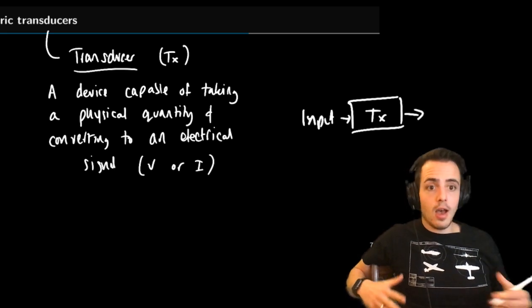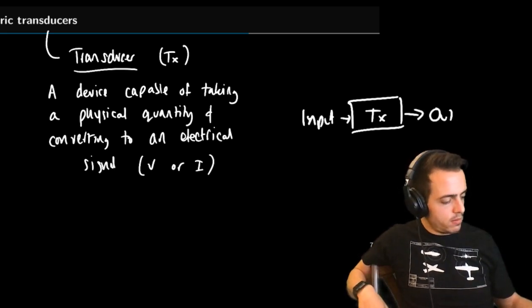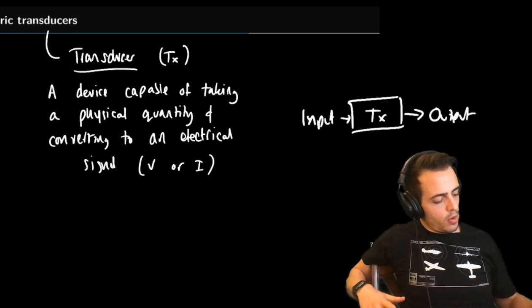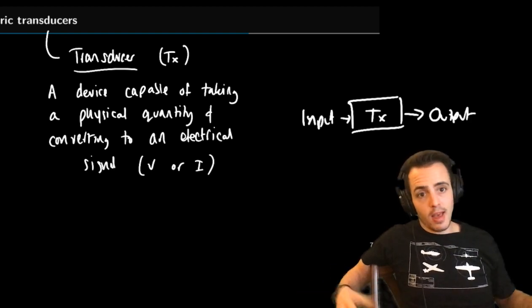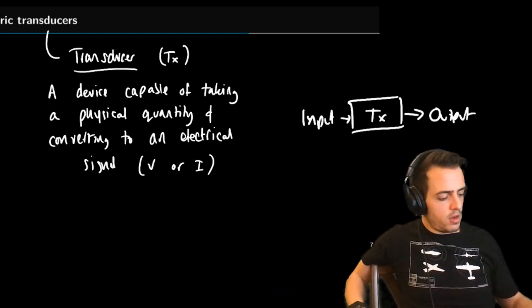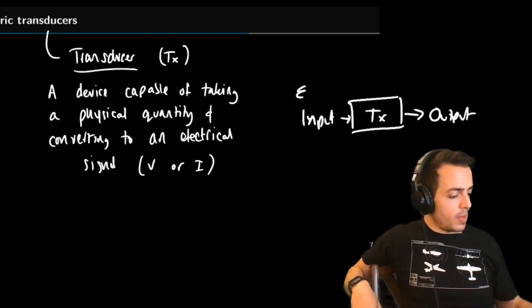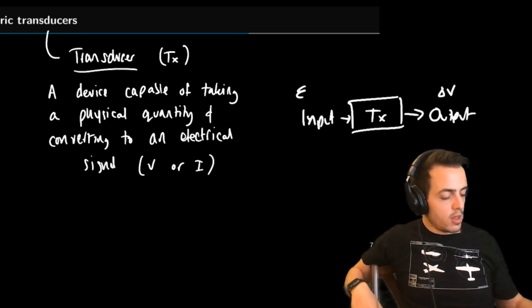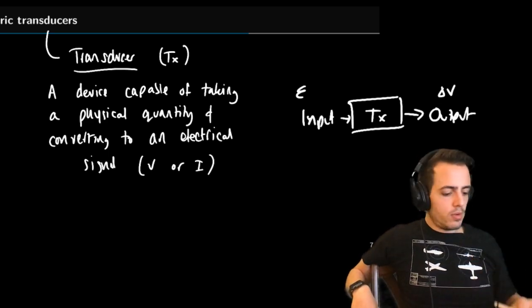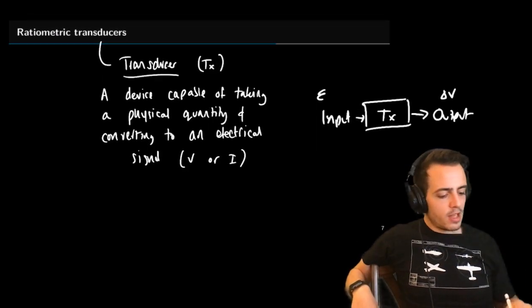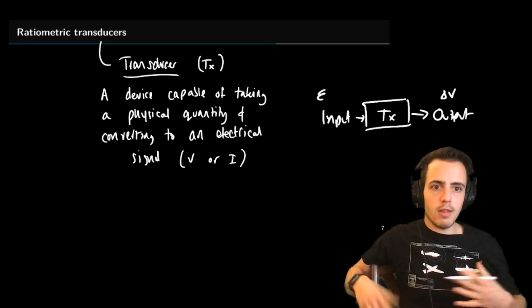and produces our outputs. So our input for this one, if we're looking at, say, a strain gauge, our strain will put axial strain on the left-hand side. The output would be a change in voltage. Now, that explains what a transducer is. It doesn't explain what this word ratiometric means.